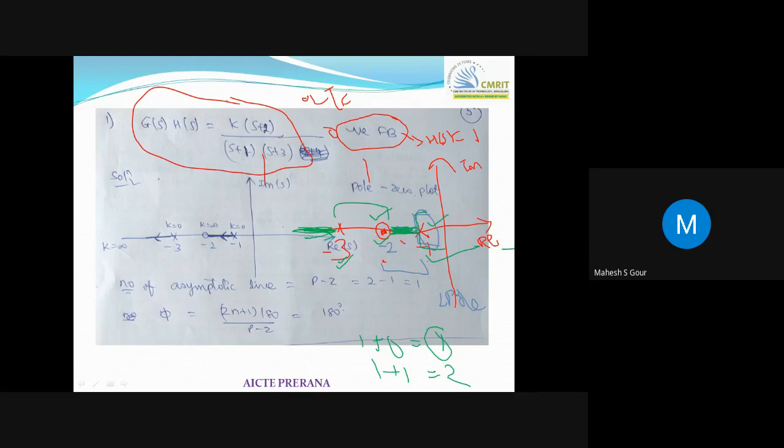I hope it's clear. Anyone has any doubts here? No, sir. Okay, others. Nishal? No, sir. Shamini? No, sir. Not understood. Understood, right? So now the next thing is what should be the path of the root locus?